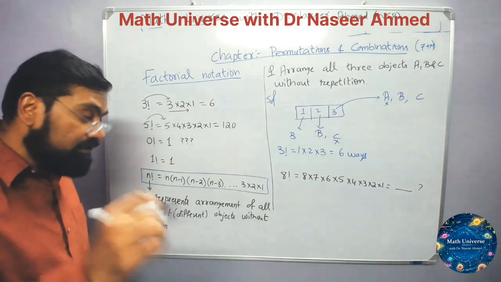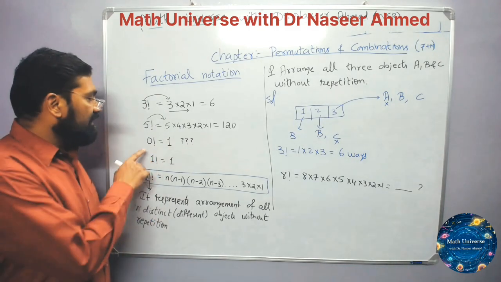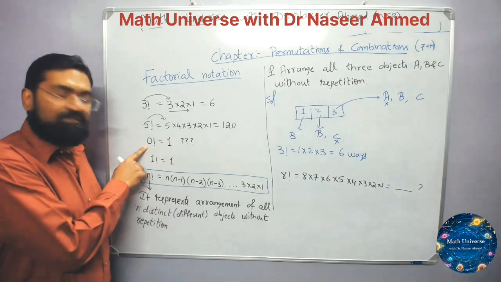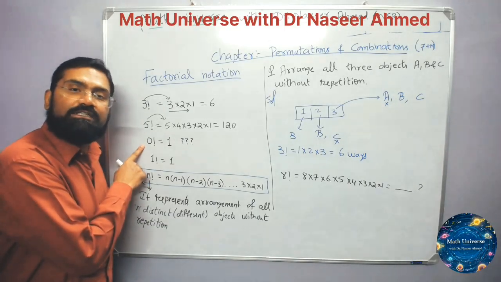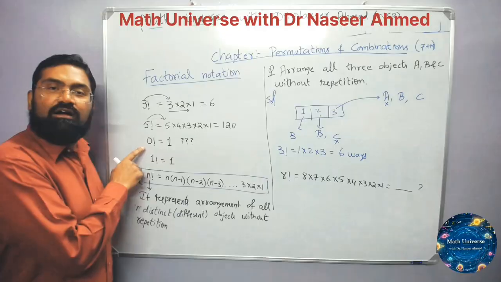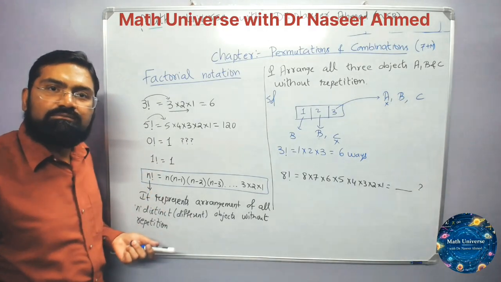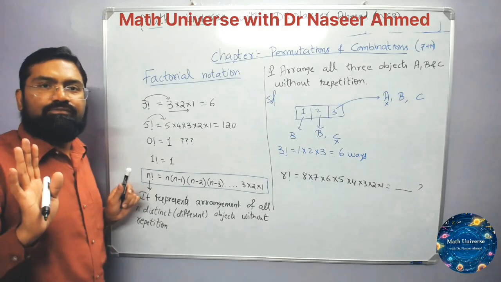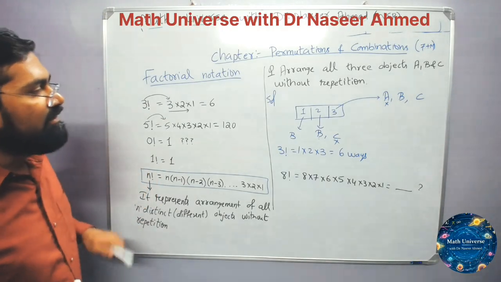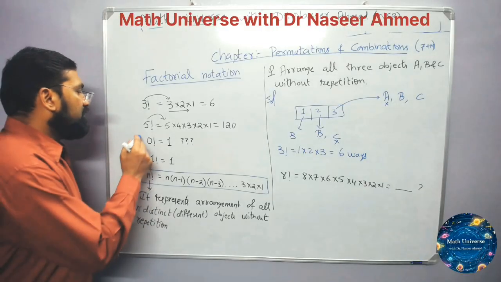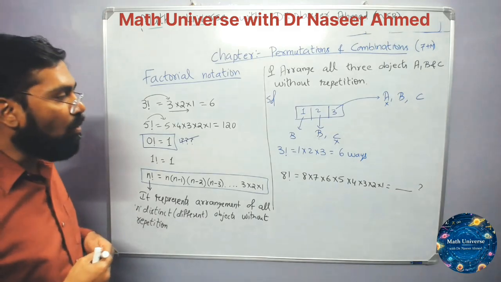Now let us try to understand why 0 factorial is 1. Here n stands for the number of objects to arrange. 0 factorial means I don't have any object to arrange. So how many ways can I arrange the objects which I don't have? I can't arrange them, so just leave it. Nothing but one way. So as a standard we can always remember 0 factorial is 1.